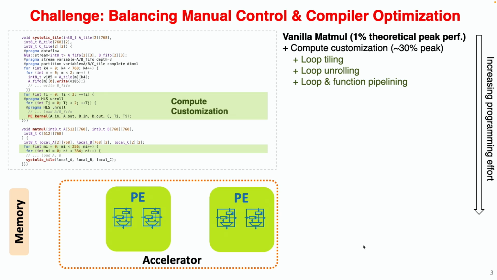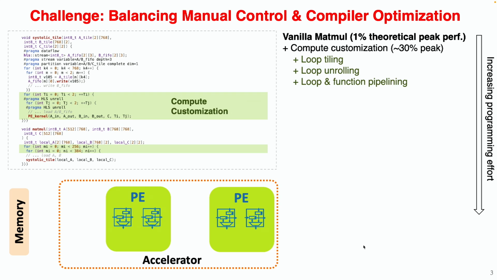The first challenge in designing a high-performance accelerator is to strike the balance between manual control and compiler optimization. One common approach for accelerator design is leveraging C++ high-level synthesis, or HLS. Here I show an example of a matrix multiplication kernel written in HLS. We can see that even with the help of HLS, the code is still very complicated.